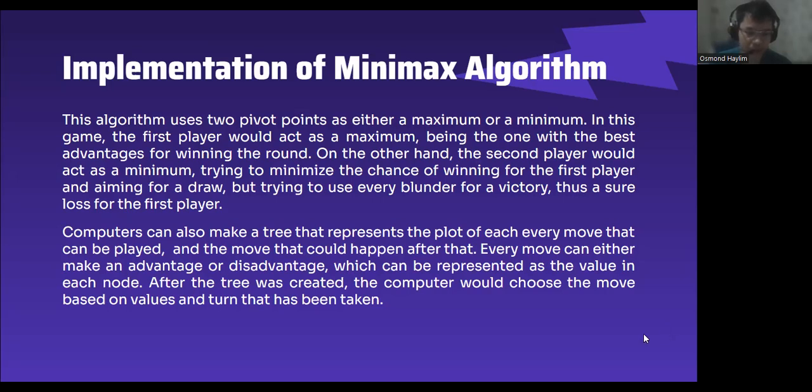The computer can also make a tree that represents the plot of every move that can be played, and the moves that could happen after that. Every move can either make an advantage or a disadvantage, which can be represented as the value in each node. After the tree is created, the computer would choose the move based on the values and the turn that has been taken.